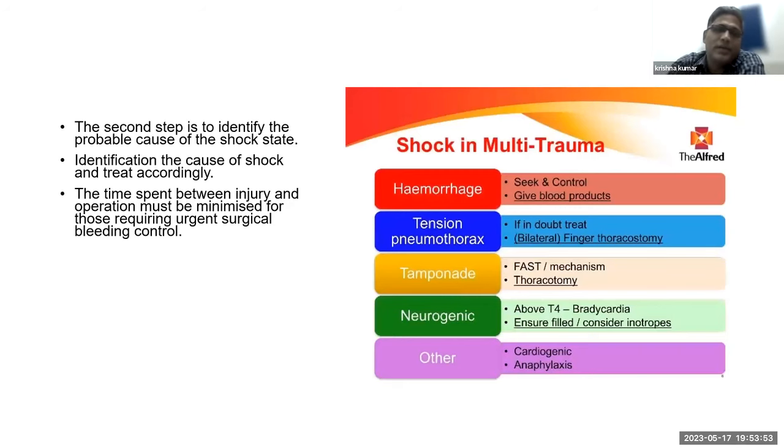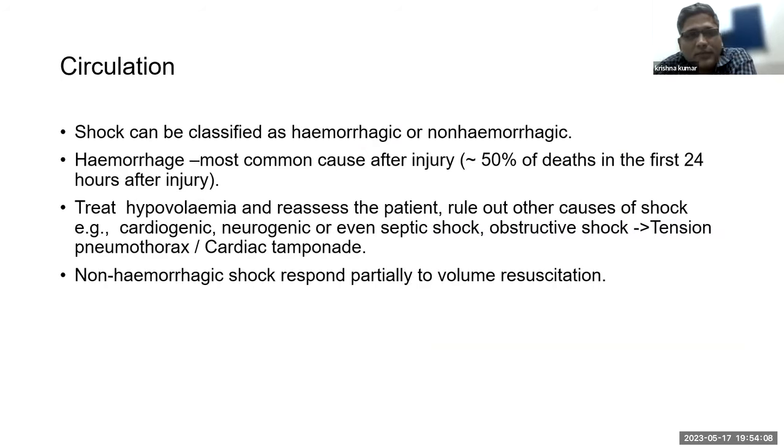The second step is to identify the possible cause of shock. The shock could be because of hemorrhage, tension pneumothorax, tamponade, or neurogenic shock. So these need to be evaluated to determine what type of shock it is. If it is not hemorrhagic, then some non-hemorrhagic shock needs to be evaluated. In trauma, the most common cause of death is hemorrhagic shock. The other shocks can be cardiogenic, neurogenic, septic, and obstructive shocks. Tension pneumothorax and cardiac tamponade both contribute to obstructive shock.